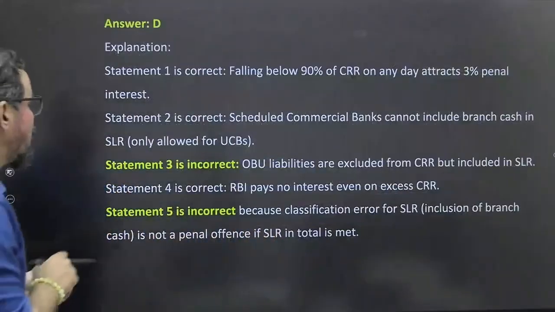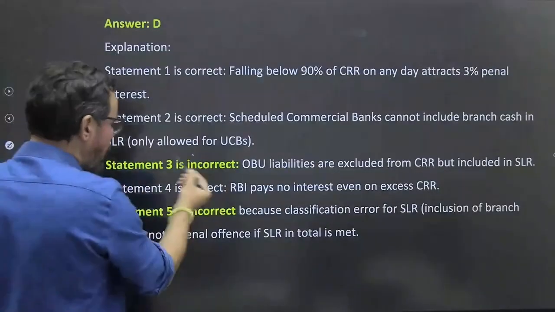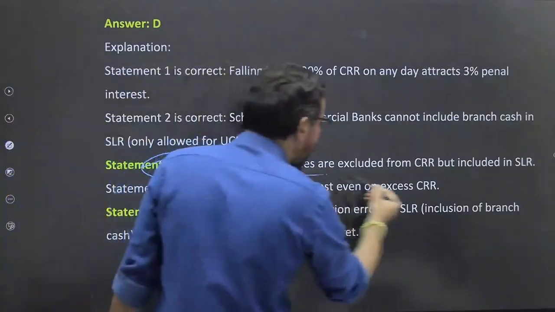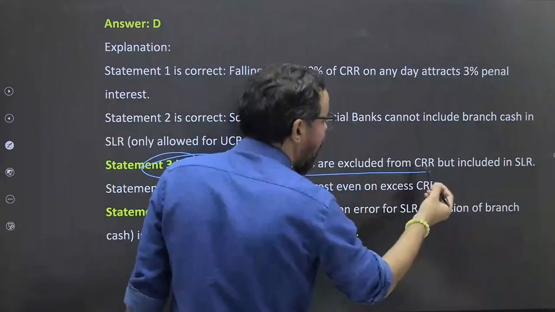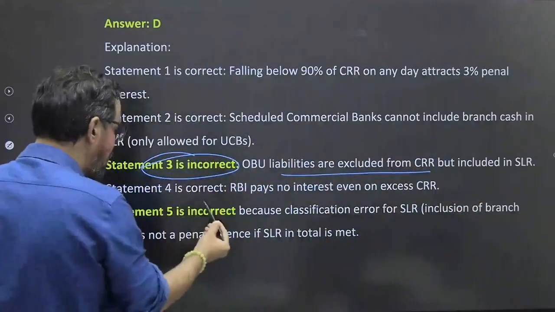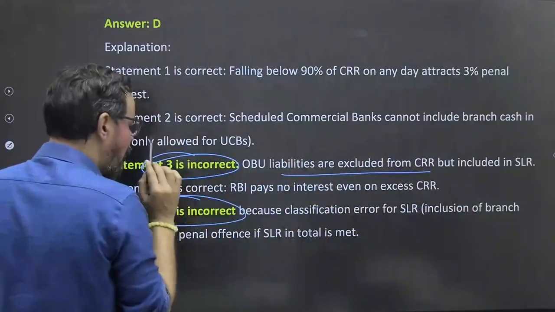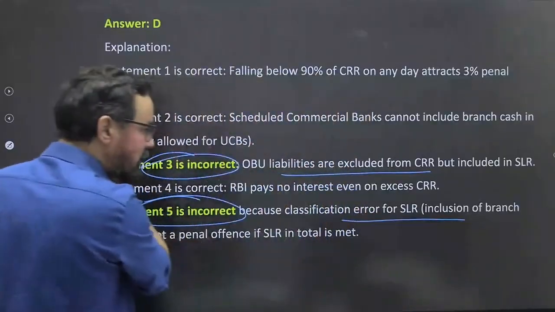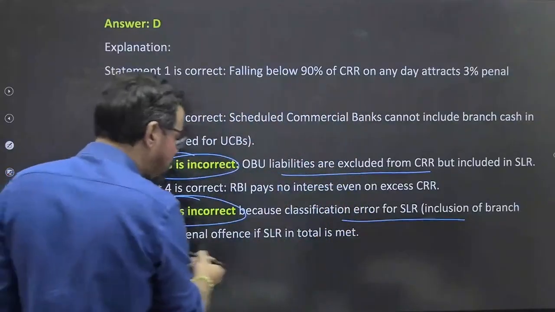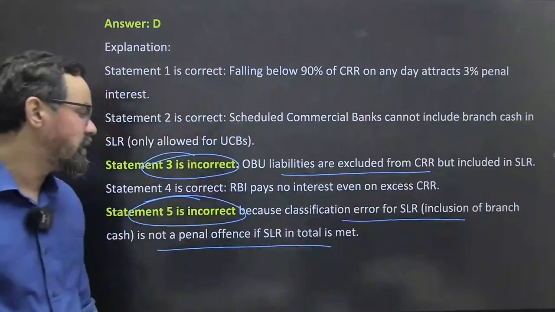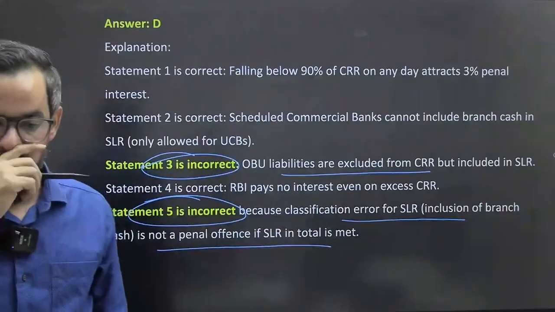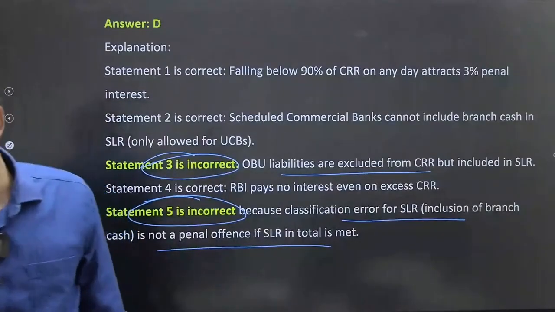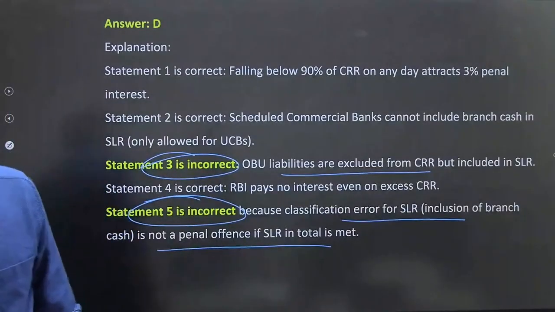ठीक है, चलो, yes, statement 4: OBU's liabilities are excluded from CRR, not from SLR. First of all, the second one is incorrect, because classification error for SLR is not a penal offense if SLR is not totally met. But the CRR will be part of the penal category and all.